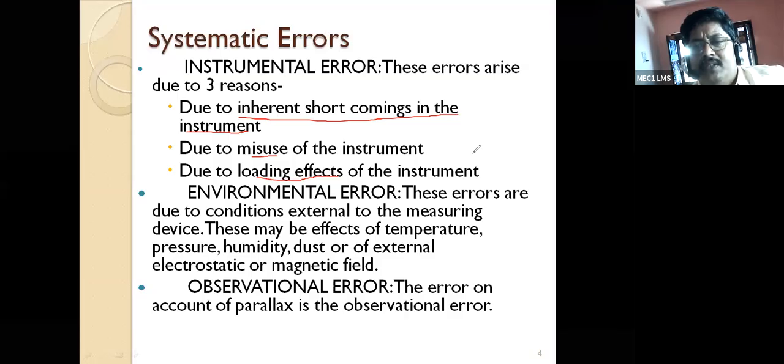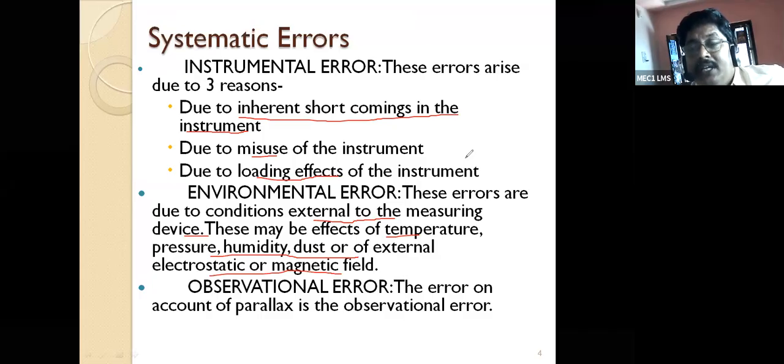The next one is environmental error. These errors are due to conditions external to the measuring device. This may be the effects of temperature, pressure, humidity, dust, or external static or magnetic fields. Environmental means the instrument is here, and it is affected by some parameters surrounding it. What are the parameters? The temperature, humidity.